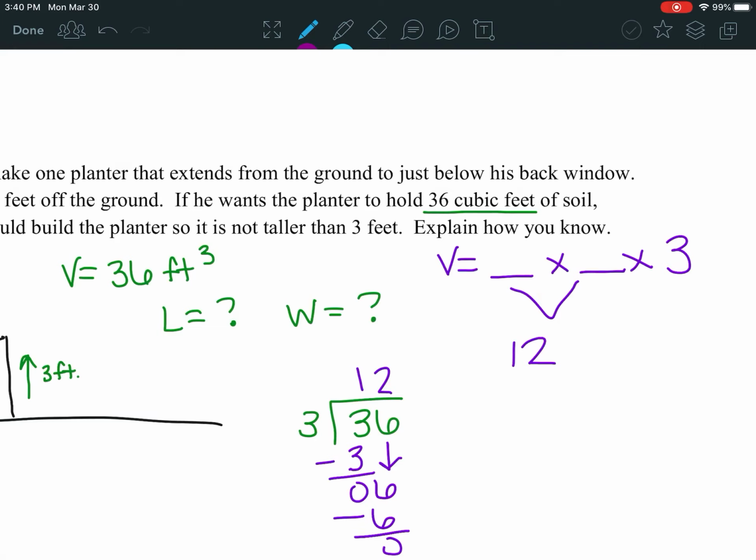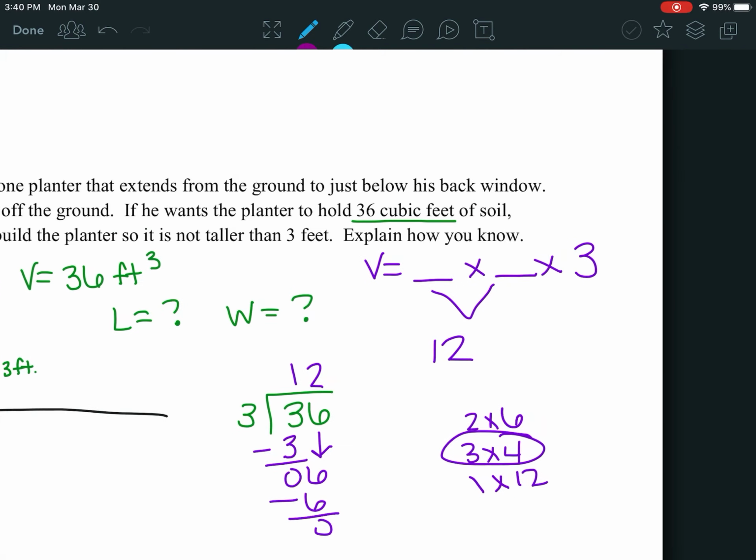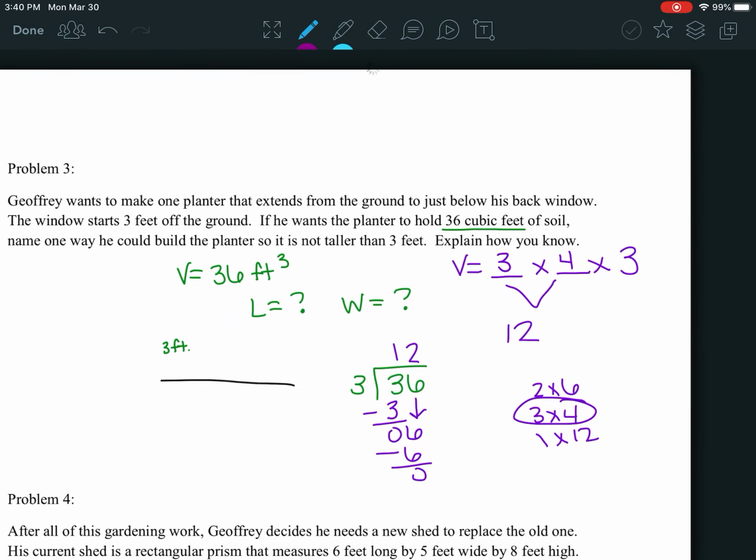So I need to figure out two numbers that make up the number 12 by multiplying. I know that I could use 2 times 6 or 3 times 4. I don't really like to use 1 times 12, but that's an option as well. I'm going to use 3 times 4. So my volume is going to equal 3 times 4 times 3.